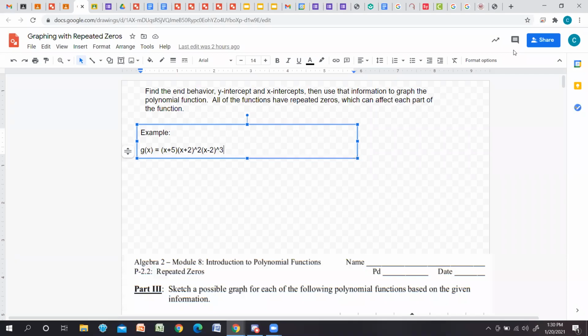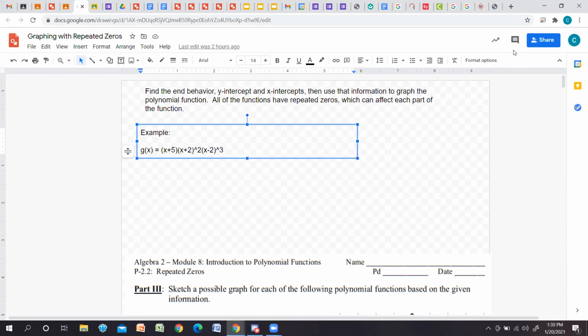Good morning. So this assignment is similar to the previous one, where you will be finding the end behavior, the y-intercept and x-intercepts of the function, then graphing the function based on that information. The only difference here is this time you will be looking for the repeated zeros.